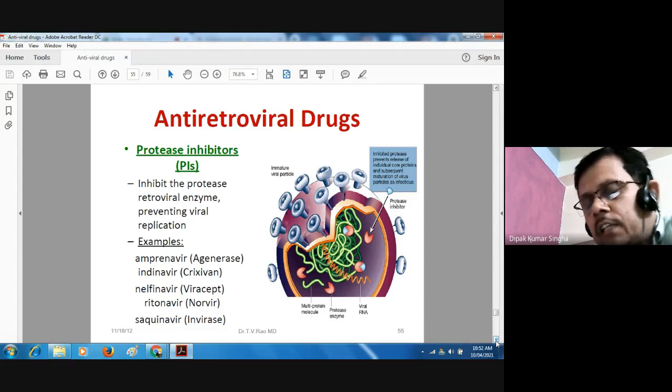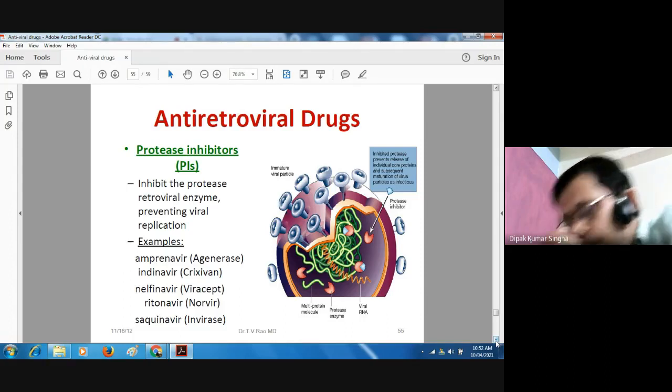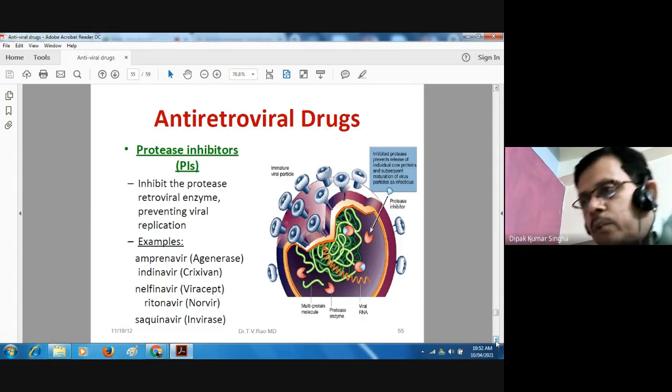For those drugs, you write reverse transcriptase inhibitor. These are the protease inhibitors, and protease is a very important enzyme.